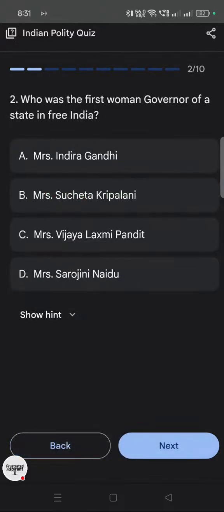Next, who was the first woman governor of a state in free India? Mrs. Sarojini Naidu was the first woman governor of a state in free India.